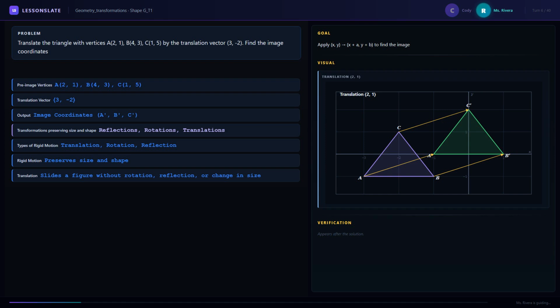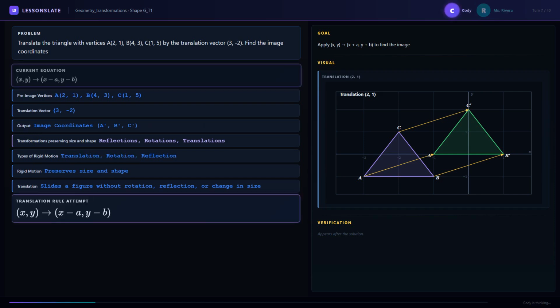Now, in terms of coordinates, if we have a point x, y, and we translate it by a vector a, b, what do you think the new coordinates x prime, y prime would be? So, if we have a point x, y and translate it by a vector a, b, I'm thinking the new coordinates would be the point x minus a, y minus b. Does that sound right, Ms. Rivera? I remember we subtract sometimes, so I'm wondering if it's like that here.